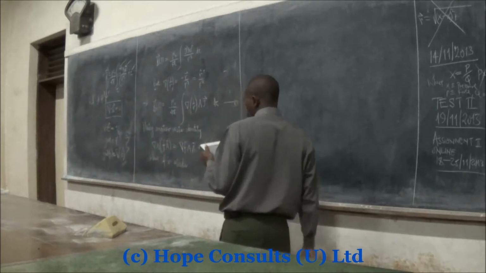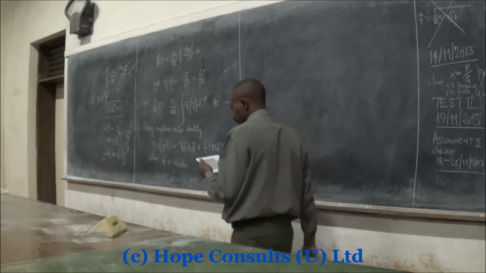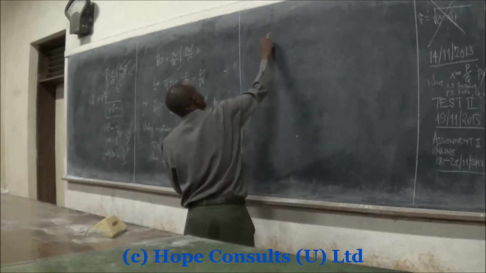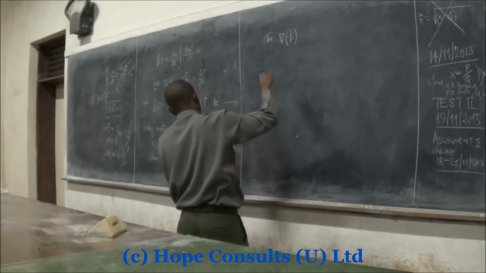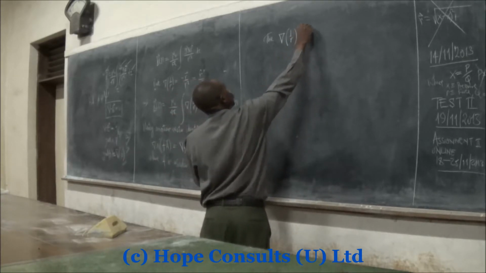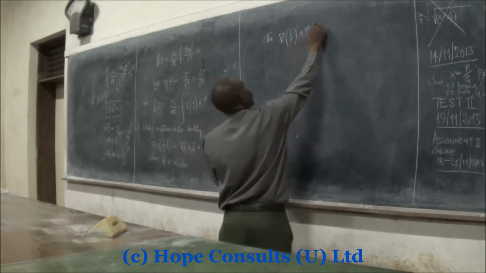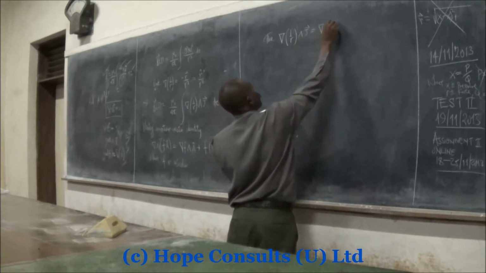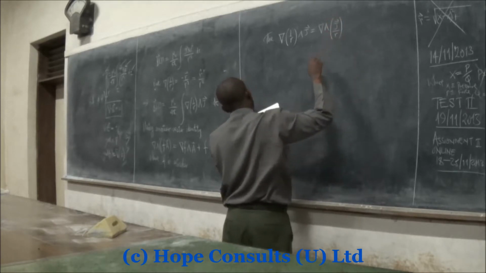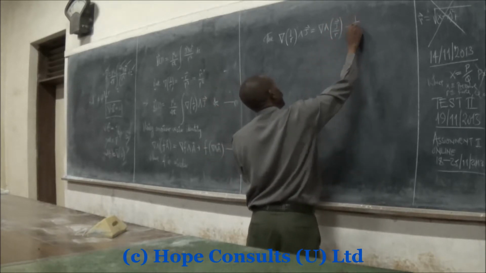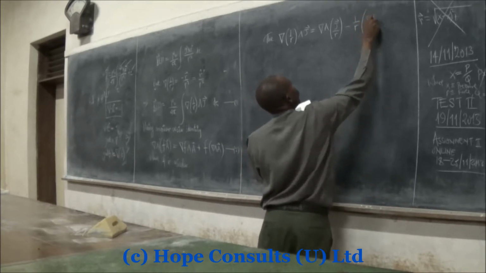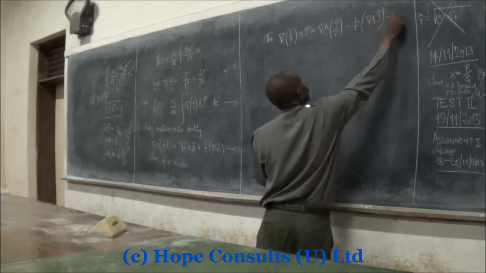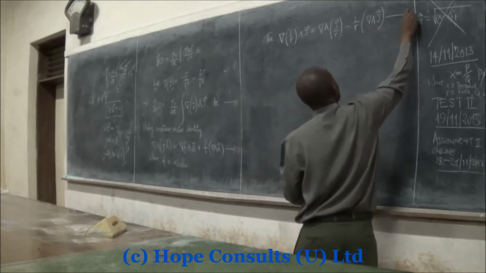So where F is a scalar, then we will get that the grad 1 over R cross J would be the same as the curl of J over R minus 1 over R into the curl of J. And this is our equation 3.